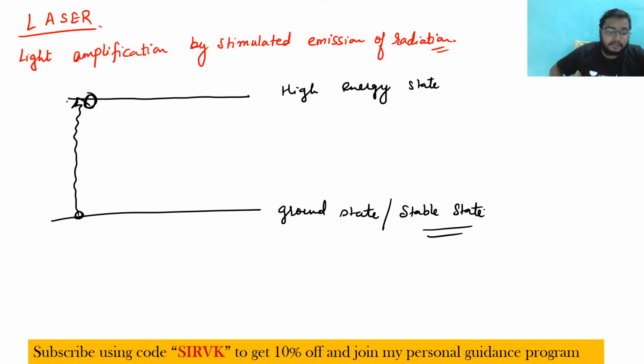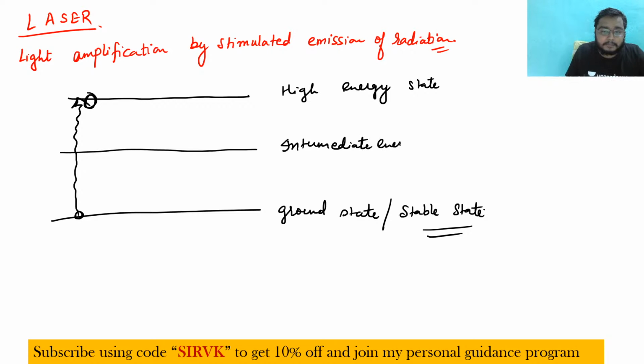Now what is happening meanwhile? See, atoms will release. So suppose this is the intermediate. Let us consider an intermediate energy state. So the atom is here. Now, see, this is an unstable state.